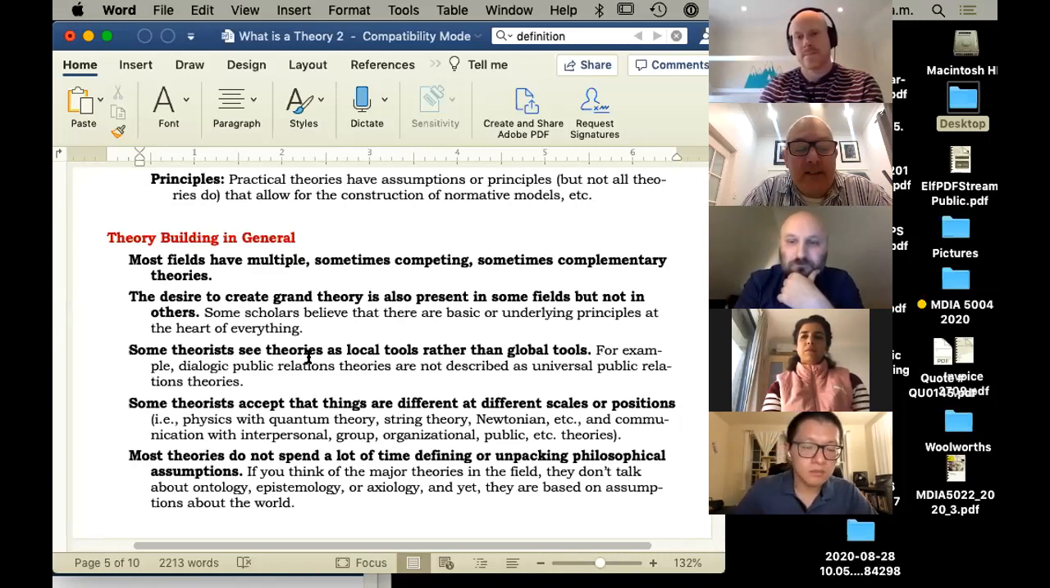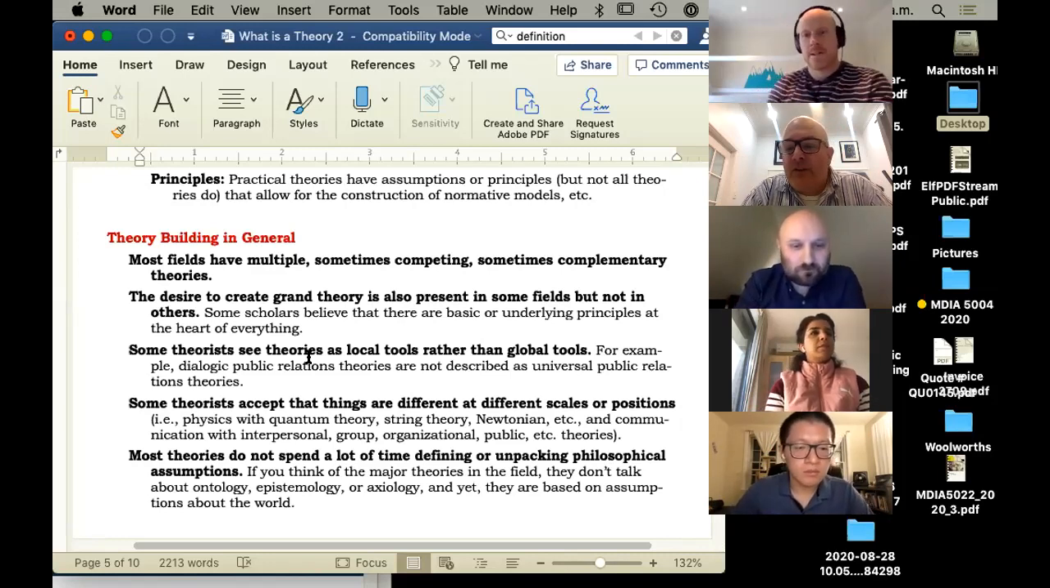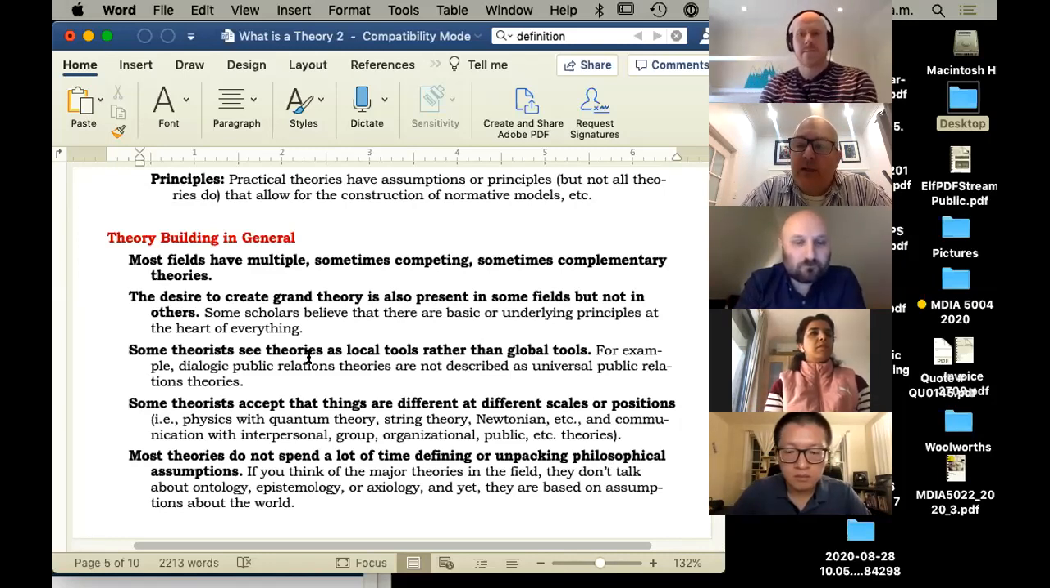All right, then some theories accept that things are different at different scales or positions. And that's more or less what I was just describing, that some theories are about interpersonal interactions, and that's it, whereas others are about group interactions, and that's what they're covering. And then most theories don't spend a lot of time defining or unpacking philosophical assumptions.